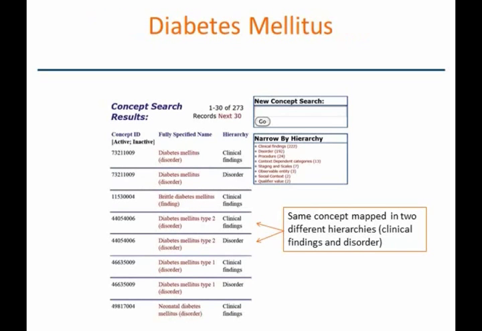utility. And SNOMED is interesting in that, just like the drug ontology I mentioned before, where a drug could be categorized either by its indications or its class, many of the conditions in SNOMED can be characterized in different hierarchies. For example, diabetes mellitus could be categorized as a disorder. Of course, it is a disorder, but it also could be categorized as a clinical finding. And if you look at the two arrows there, we see the same concept is mapped to two different hierarchies, clinical findings and disorder.